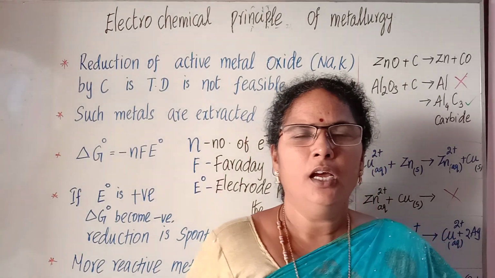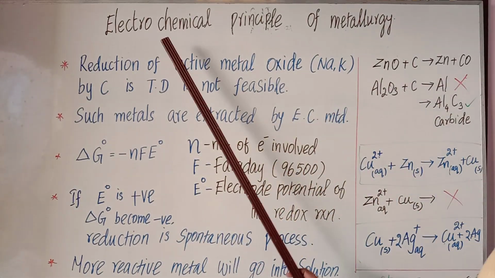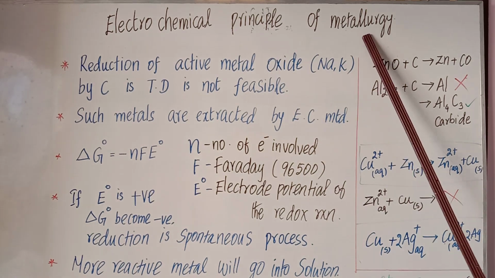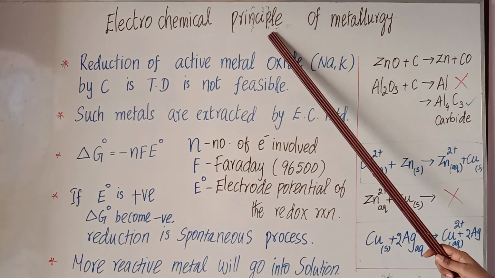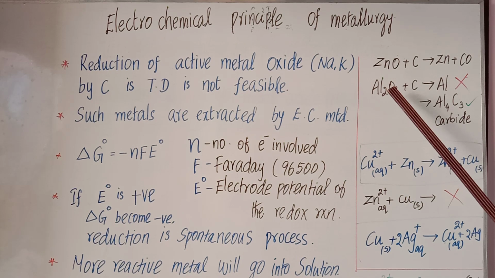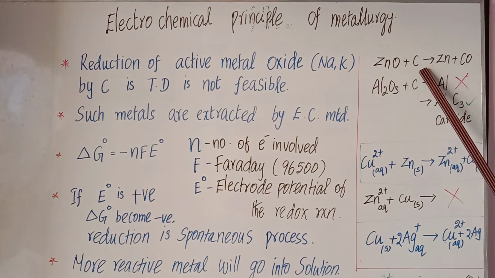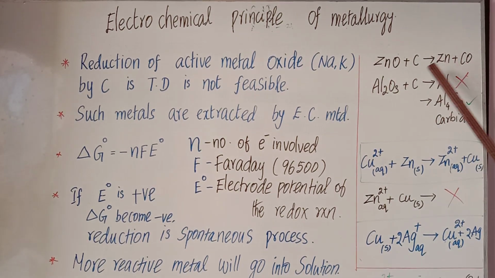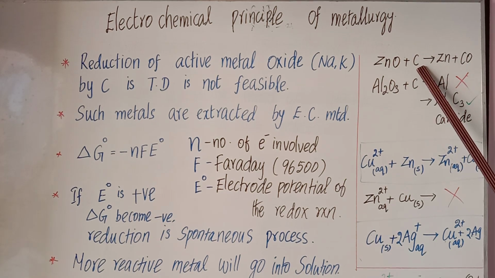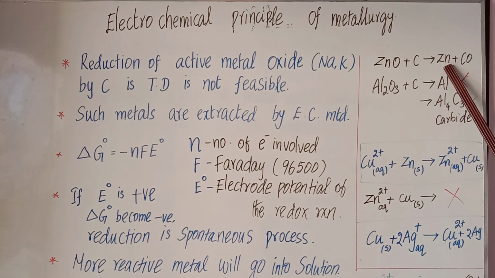Dear students, now we'll see about the electrochemical principle of metallurgy. We know that when a metal oxide reacts with carbon, that gives metal. That is, the metal oxide is reduced by carbon and gives metal.